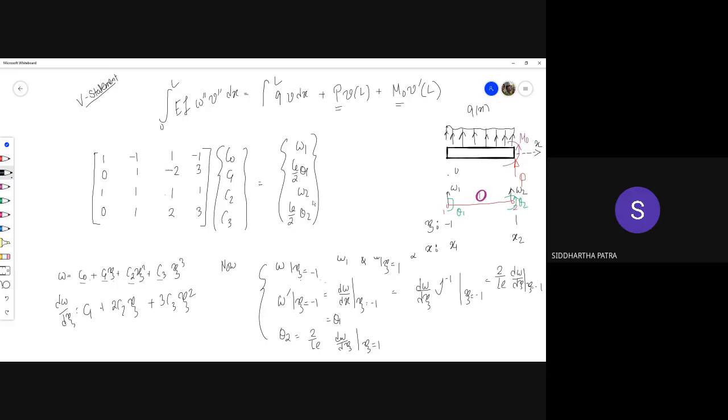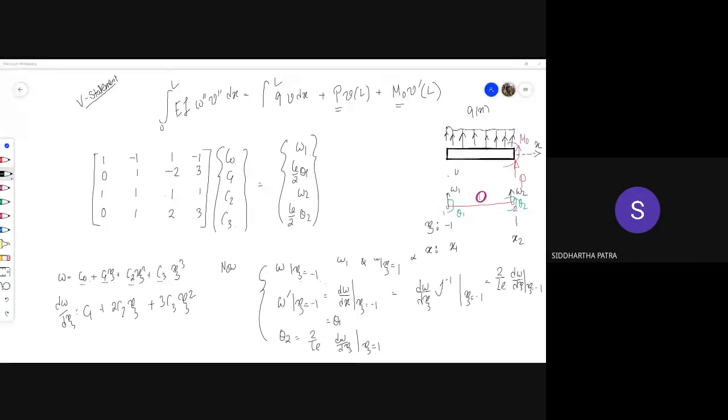Okay. Now, what we should be doing is solving for C0, C1, C2, C3 in terms of W1, theta 1, W2, theta 2. So can you do that solution? Can you give me the expressions for Ci's with respect to Wi's and theta i's?